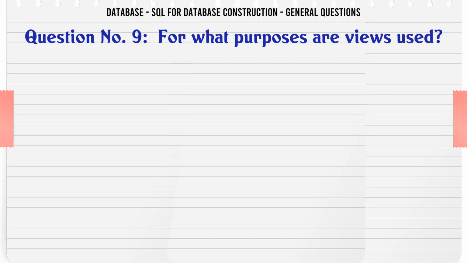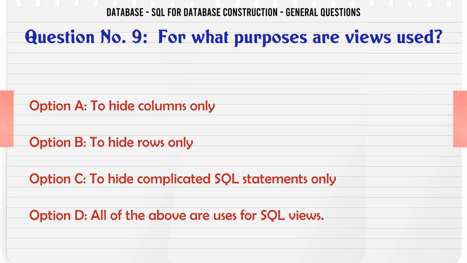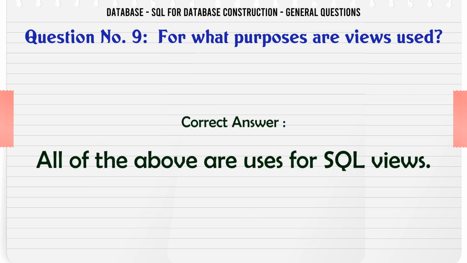For what purposes are views used? A. To hide columns only, B. To hide rows only, C. To hide complicated SQL statements only, D. All of the above are uses for SQL views. The correct answer is all of the above are uses for SQL views.